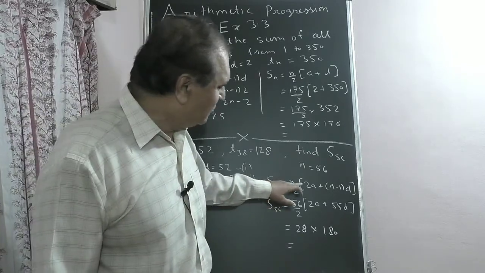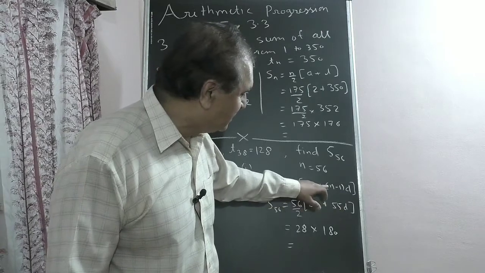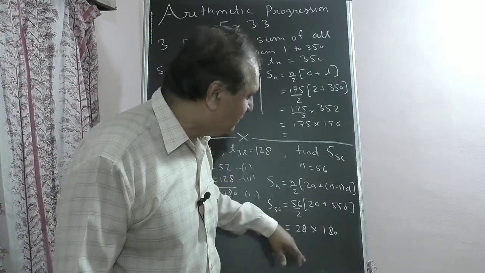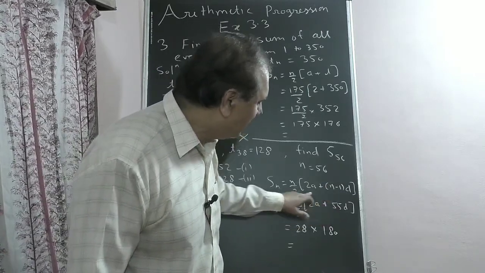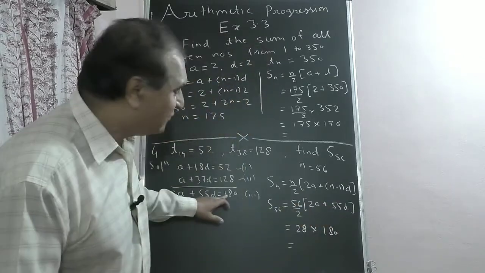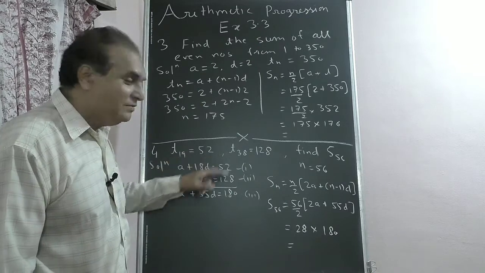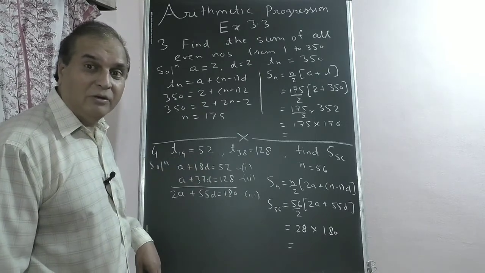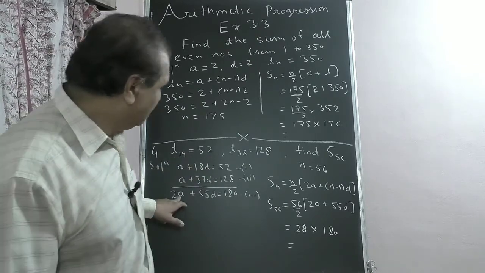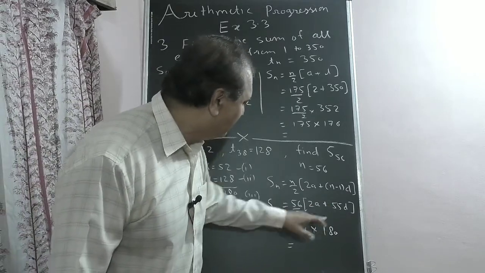Sn is n by 2, 2A plus n minus 1 D. n is 56, and 56 minus 1 is 55. So 2A plus 55D. Directly you got the figure by using this idea. But not every time this is possible. Only if the figures match can we do that. So this 2A plus 55D is directly 180, we got.